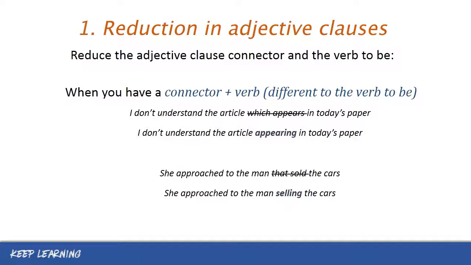She approached the man that sold the cars. You have the connector that and the verb sold. You cut the connector that and you change the verb to the ing form. She approached the man selling the cars. Right? That's what you do.